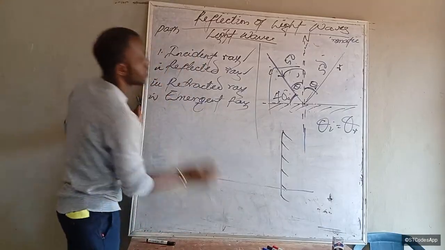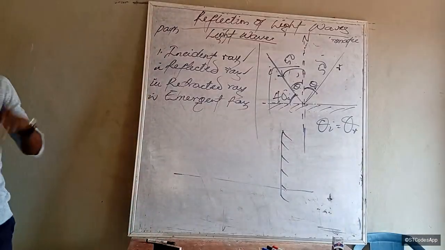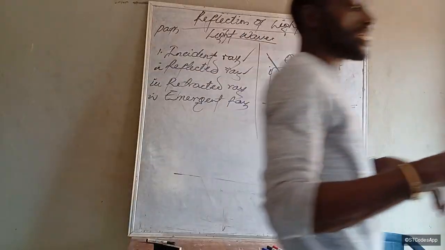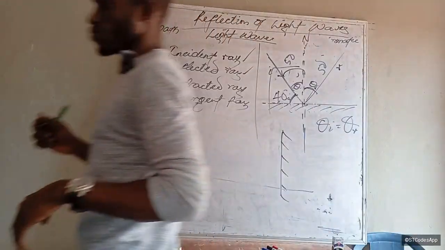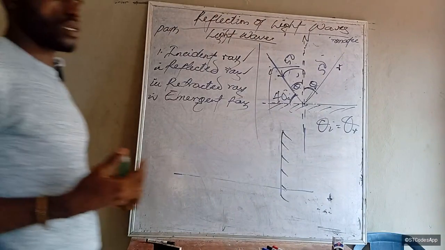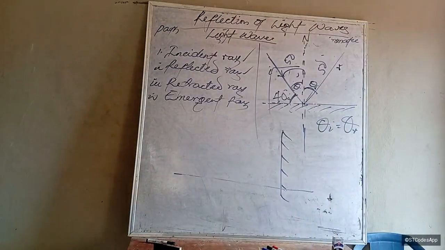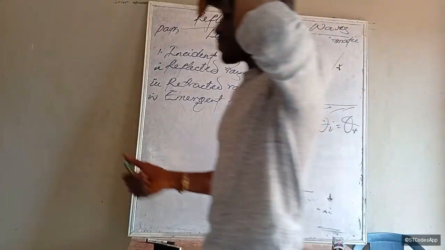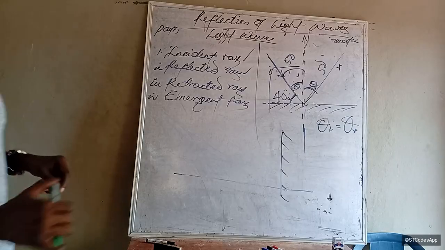Good. Now let's go to the next topic. So you now understand this. Now, properties of light. Number 1. Light travels in a straight line.